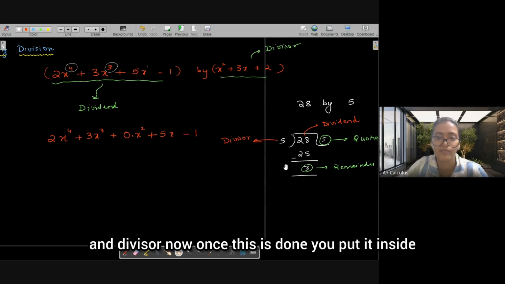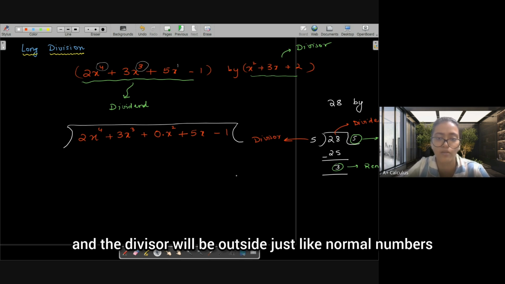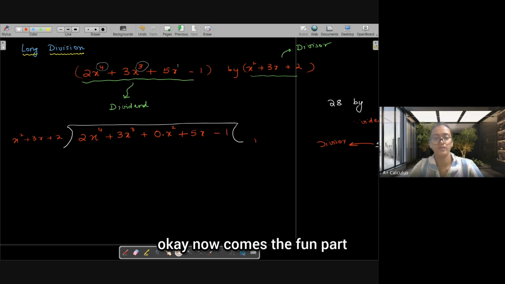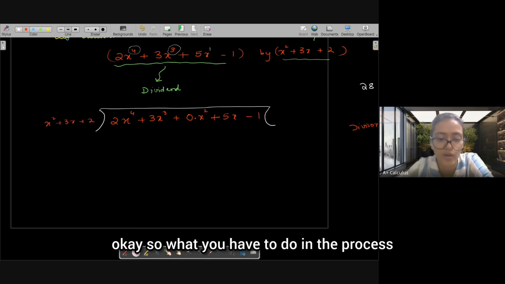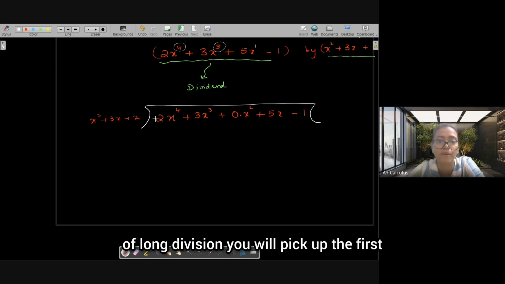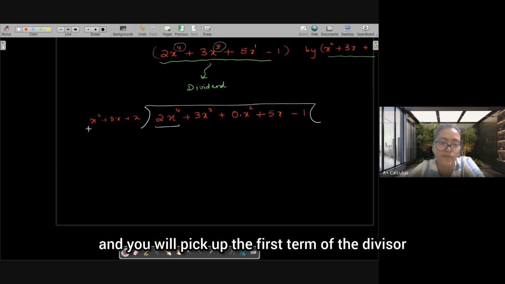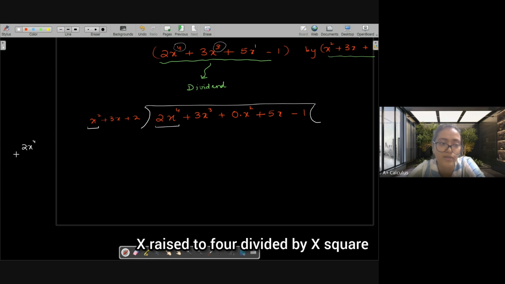Now, once this is done, you put it inside, and the divisor will be outside, just like normal numbers: x squared plus 3x plus 2. Now comes the fun part. In the process of long division, you pick up the first term of the dividend and the first term of the divisor, and you divide these two. So 2 times x raised to 4 divided by x squared.